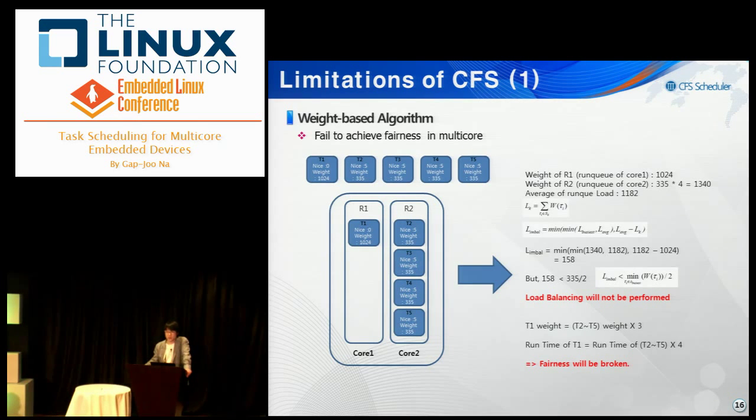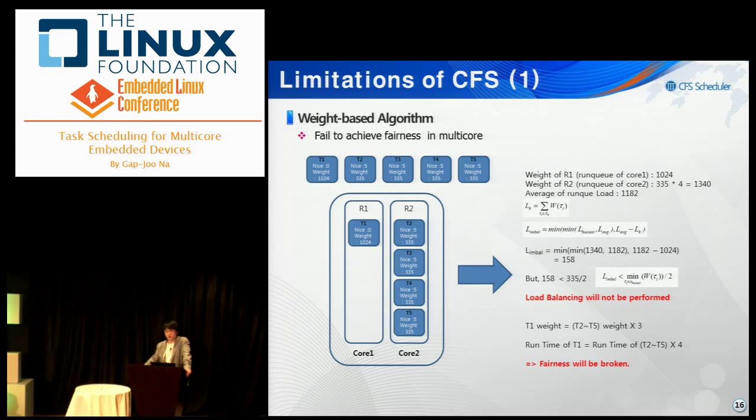This is an example of CFS load balance. In this example, there are five tasks from T1 to T5. T1's weight is 1,024, and the weight of each of T2 to T5 is 335. That is, T1's weight is about three times bigger than the others. And assume that T1 is running on core 1 and the others are running on core 2.